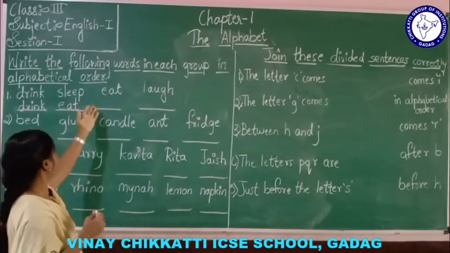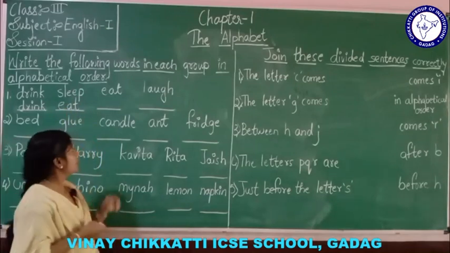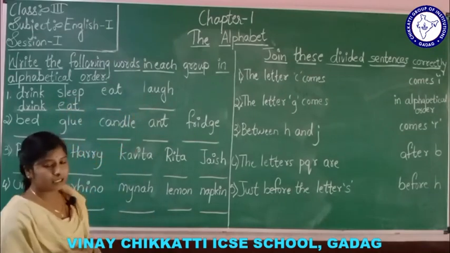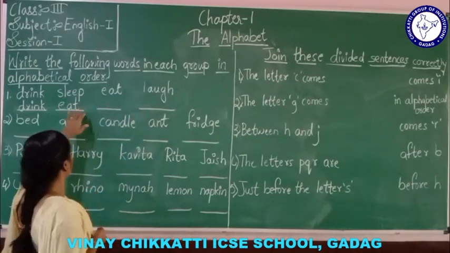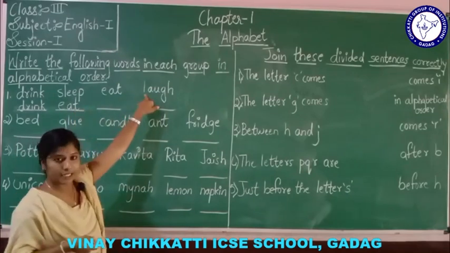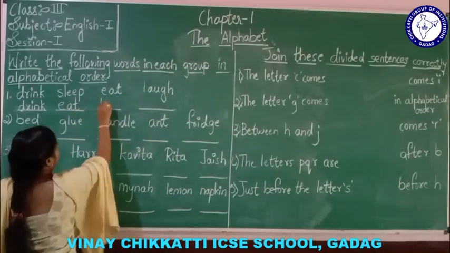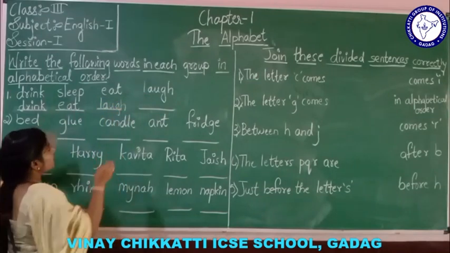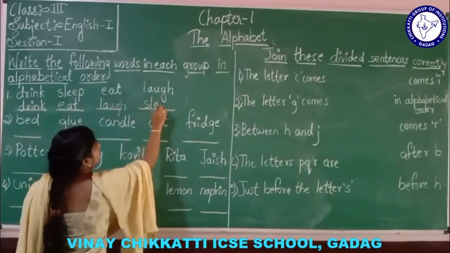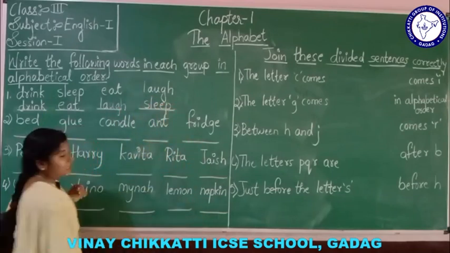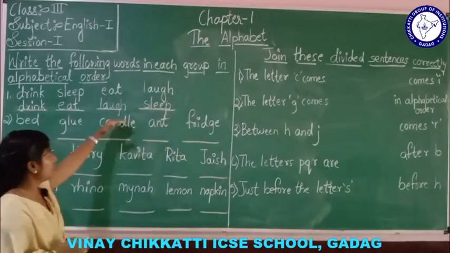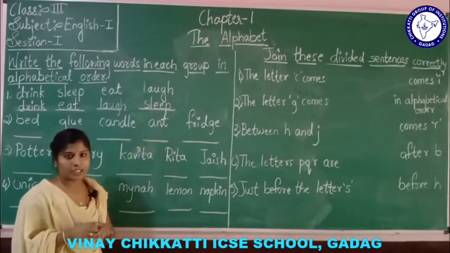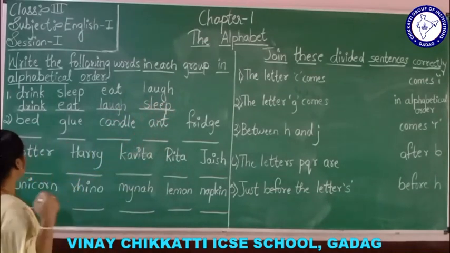Next come A, B, C, D, E, F, G, H, I, J, K, L. See, L has come, so we should write it in the third line. Laugh, and last it is sleep. Like this only we have to write all of these. Right? So let us write this.